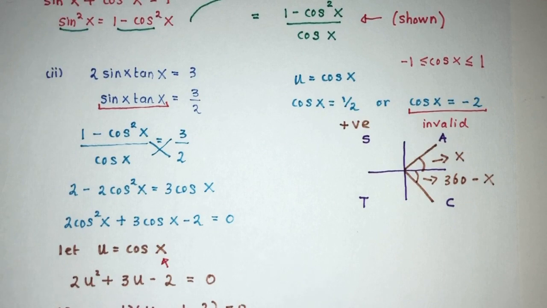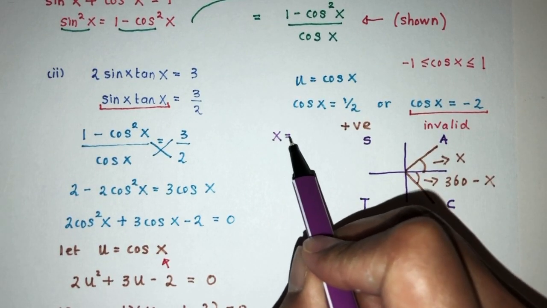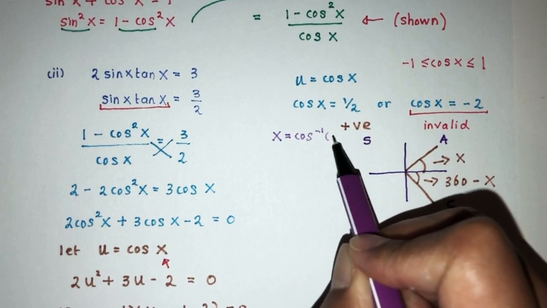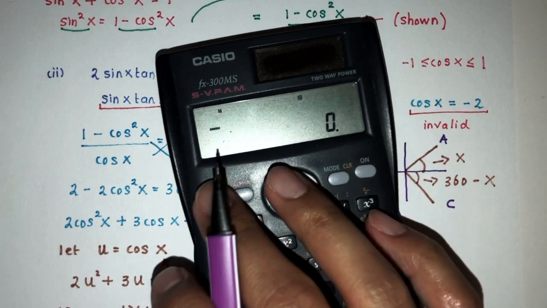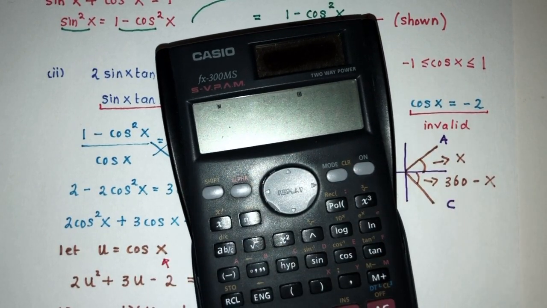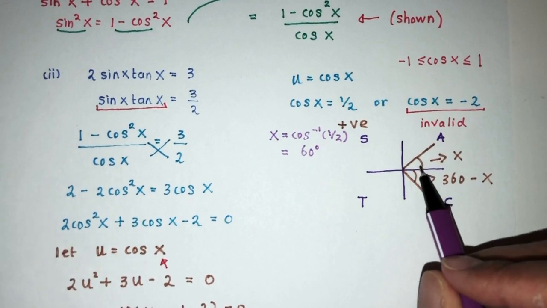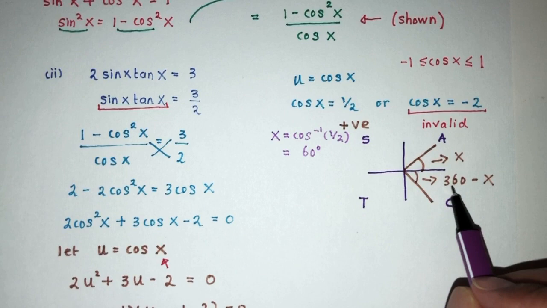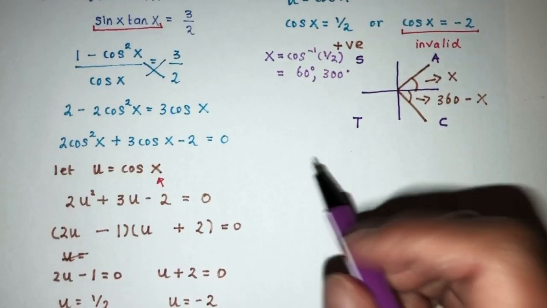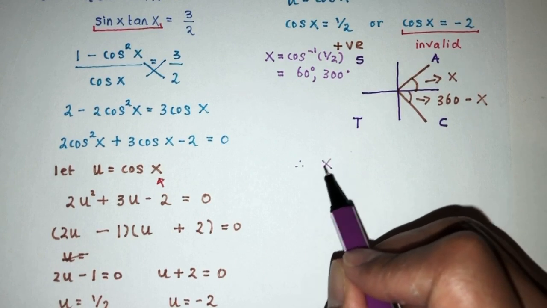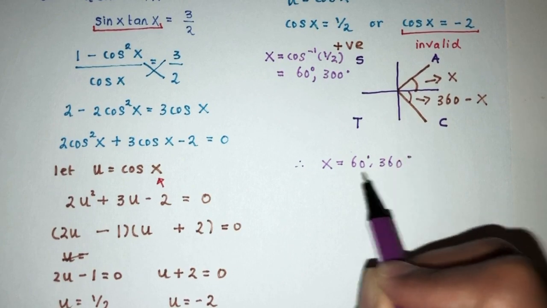Okay, so let's do this. Now because it is positive, I can do this directly. So x is equal to cos inverse of half. Of course, use your calculator. So cos inverse of half will be 60 degrees. That is the angle in the first quadrant, right? And then to find this one, we take 360 minus 60, that will give you 300. So for this part, x is equal to 60 and also 300 as your answer.